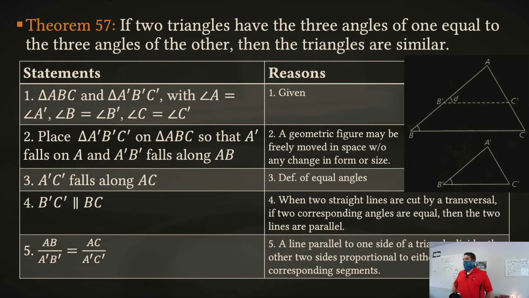First statement, for the record, the diagram is not covering any text, so you guys don't have to worry about that. But we have our given, which we have triangles ABC and A prime, B prime, C prime, with angle A equal to angle A prime, angle B equal to angle B prime, and angle C equal to angle C prime.